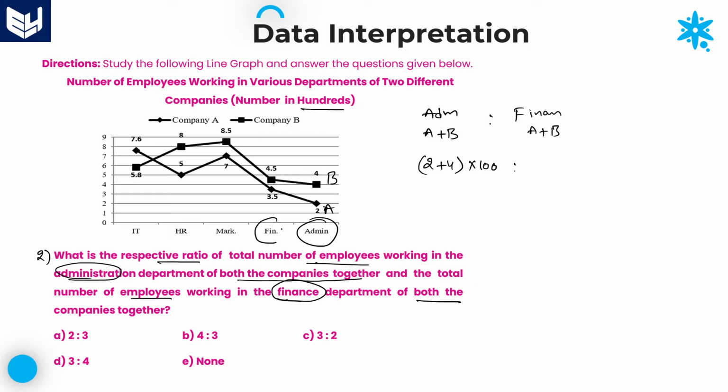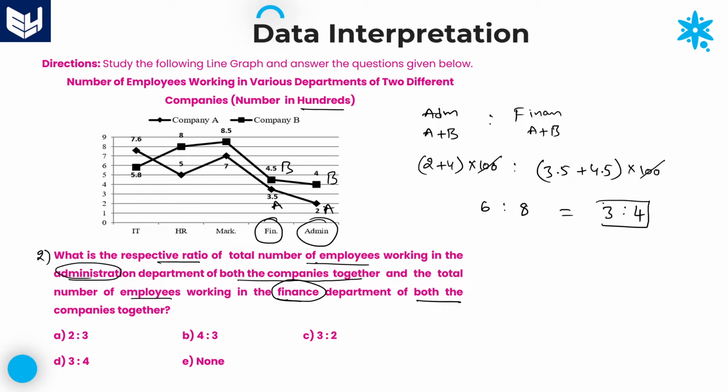And the second one is finance. Finance, company A is 3.5, company B is 4.5. Here it is 3.5 plus 4.5, and 100 is the common point. Why? Because all the values are given in terms of hundreds. Now you just cancel this particular 100 on both the sides. 2 plus 4 is 6. 3.5 plus 4.5 is 8. Now you just cancel with the 2 table. 2 3s are 6, 2 4s are 8.